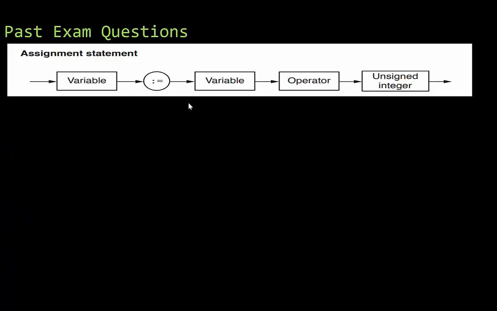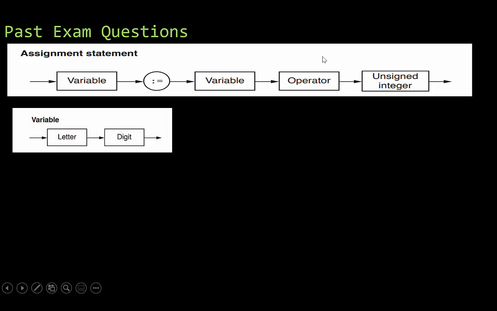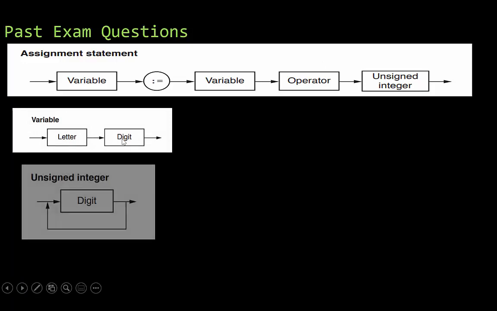Let's take a look at some past exam questions. This one's about BNF, and this is something they give us. An assignment statement is a variable, colon equals, variable, operator, unsigned integer. Well, what in the world's a variable? That can be broken down further as a letter and a digit.